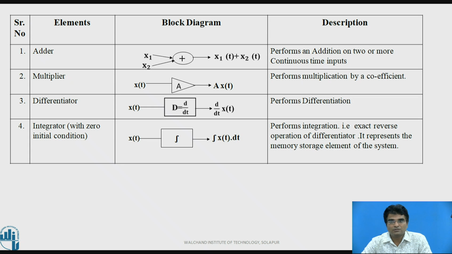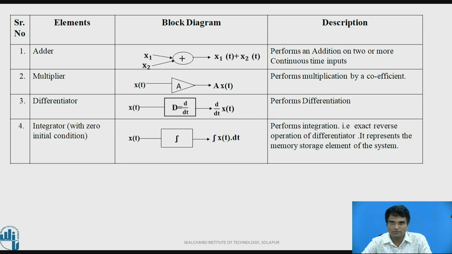It performs an addition on two or more continuous time inputs. Next one, multiplier: x of t is given to the input of a constant multiplier, that gives the output a times x of t. It performs multiplication by a coefficient. Third one, differentiator: x of t is given to the differentiation block, that is d by dt, which will produce the output d by dt of x of t.